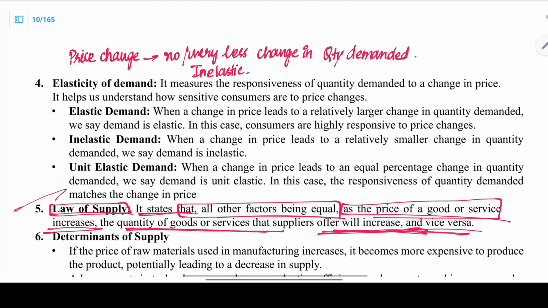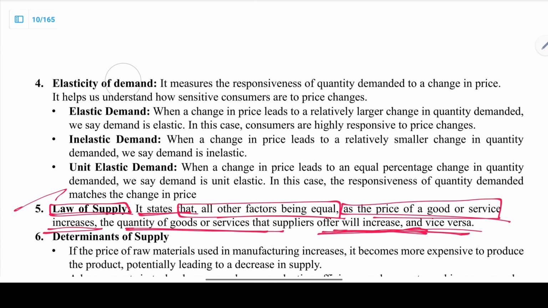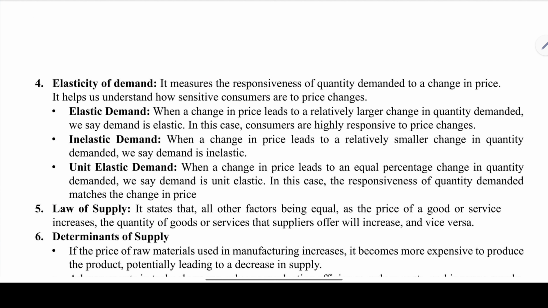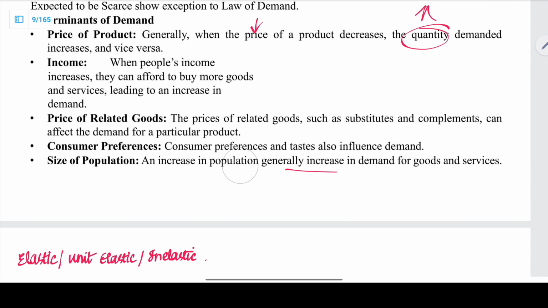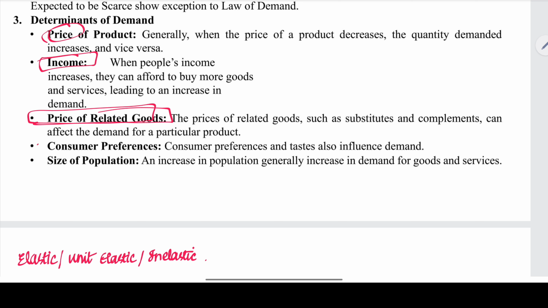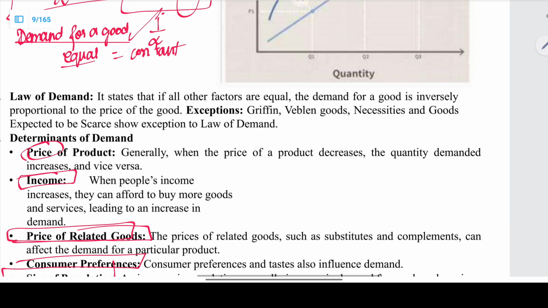We have completed demand as well, and the types of elasticity of demand: elastic, unit elastic, and inelastic. These are the types. And the determinants of demand are the price, income, price of related goods, consumer preferences, and size of the population.